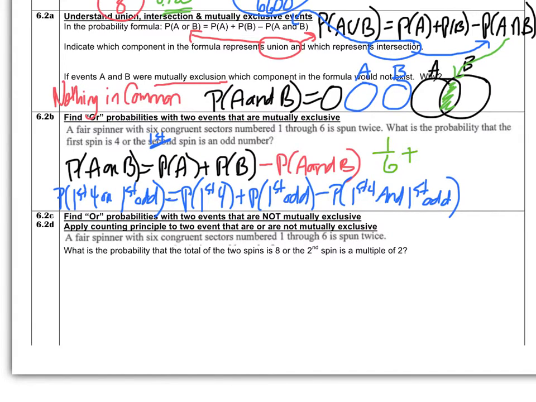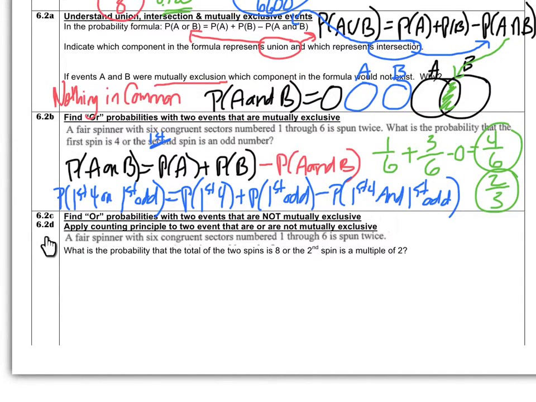Then I'm going to add to it the probability that the first is an odd. The numbers 1 through 6, 3 of those are odd, so that would be 3 out of 6. And then I'm going to double check and subtract this from it. What's the probability the first is a 4 and at the same time the first is an odd? Well, the number 4 is not an odd number, therefore these two events at the same time can never happen, which means they are mutually exclusive. And that would be a 0 probability. So if you add this together, it's going to be 4/6, which would simplify to 2/3.